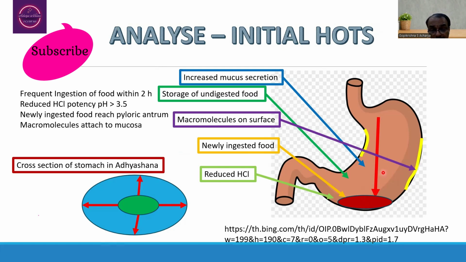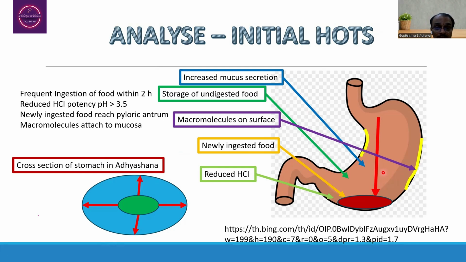Because of all these reasons, the person will have incomplete digestion of the food. As we have discussed, Adhyashana, in the sense of a previously ingested meal, will be responsible for the reduced hydrochloric acid, with the pH becoming more than 3.5.